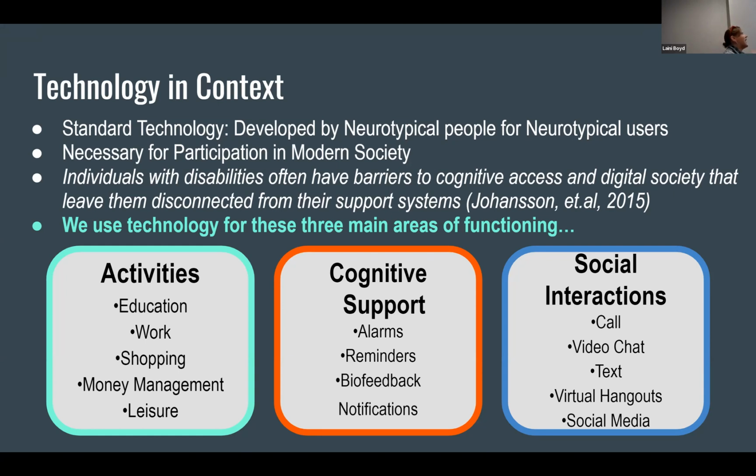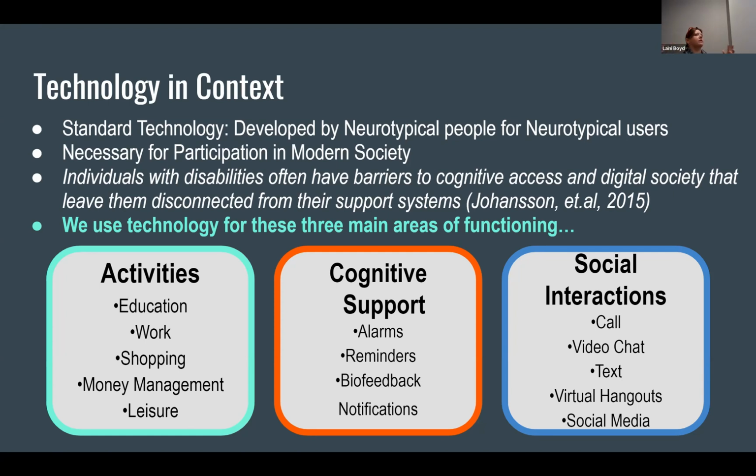And the research says, there's this research, like Johansson, he did some research. He said individuals with disabilities often have barriers to cognitive access in digital society that leave them disconnected from their support systems. It makes it harder to connect with people.